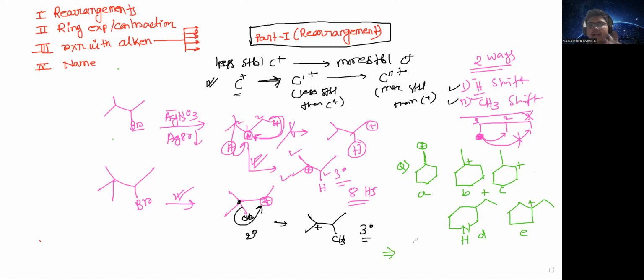Try yourself, and after that, let's take the answer. Okay. Answer is three. Three among them will undergo rearrangement. So that is A, C, D. Let's see why.